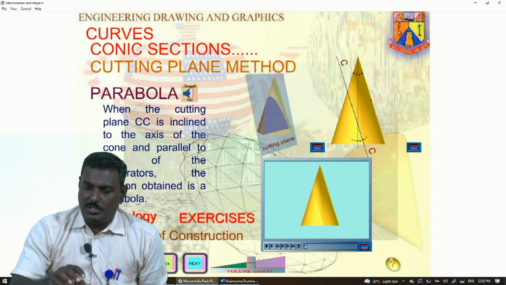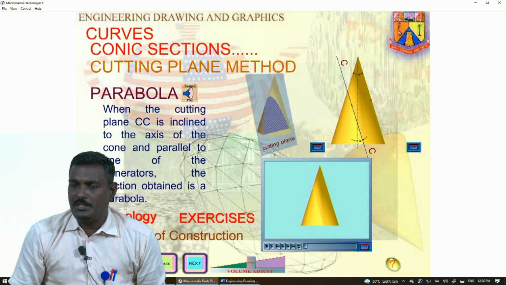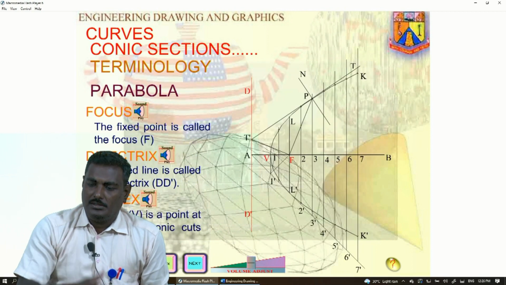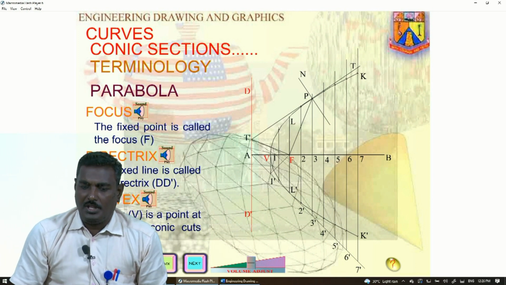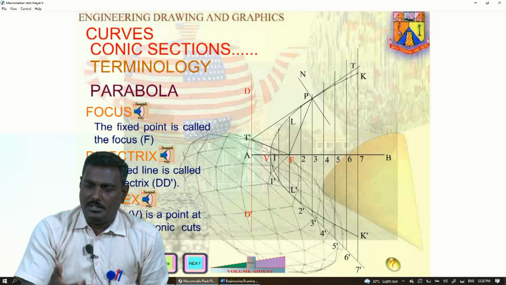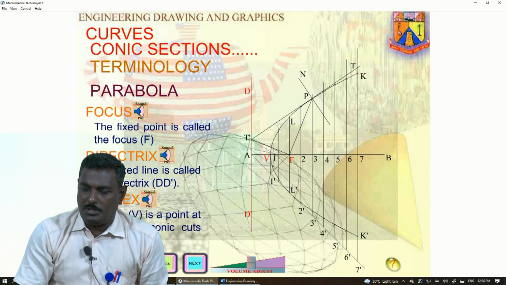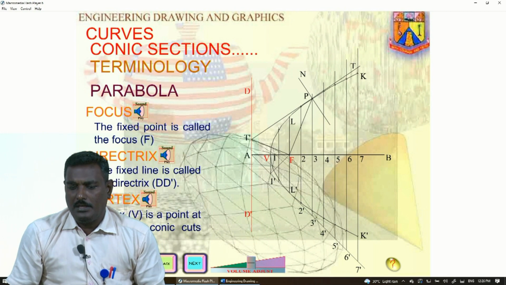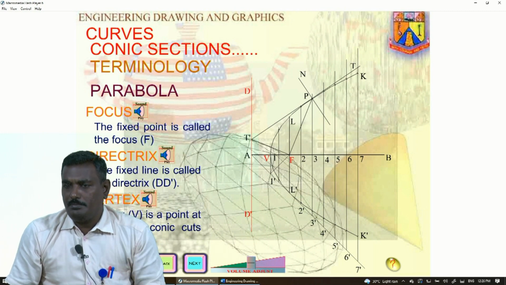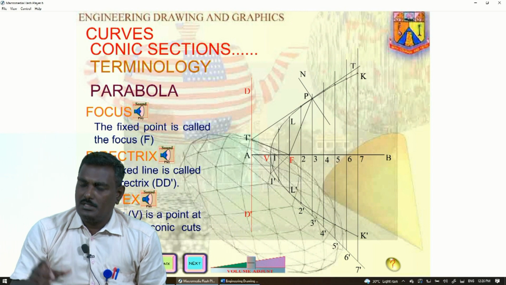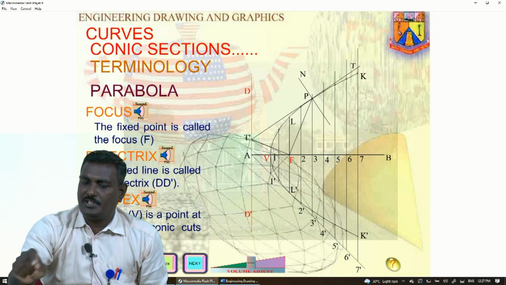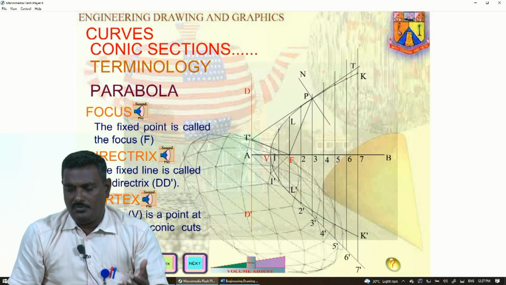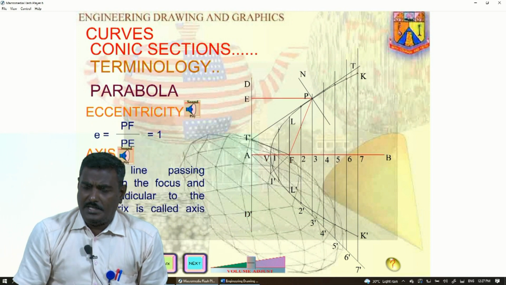Here we are looking at the various terminology related to parabolas. We already looked at these in the previous session on curves, but we are looking again during this session of parabola. First, the focus. The fixed point is called the focus. Whenever we have any curve, there must be a focal distance. The focus is nothing but a fixed point. Then directrix, vertex, then eccentricity.